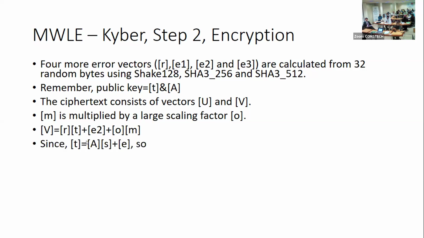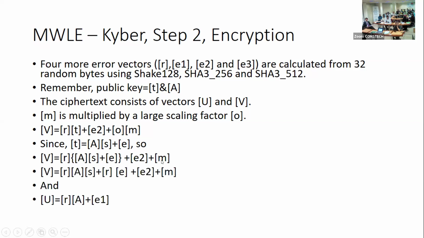But since T is AS plus E, I now substitute T with AS plus E like this. And when you further simplify it, you will see that you have one term R times A times S plus R times E plus E2 plus M. M is my message. And I create another matrix which is U, which is R times A plus E1.